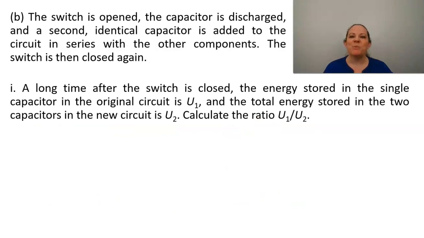Part B, the switch is open, the capacitor is discharged, and a second identical capacitor is added to the circuit in series with the other components. The switch is then closed again. Part 1, a long time after the switch is closed, the energy stored in the single capacitor in the original circuit is U1, and the total energy stored in the 2 capacitors in the new circuit is U2. Calculate the ratio U1 to U2.